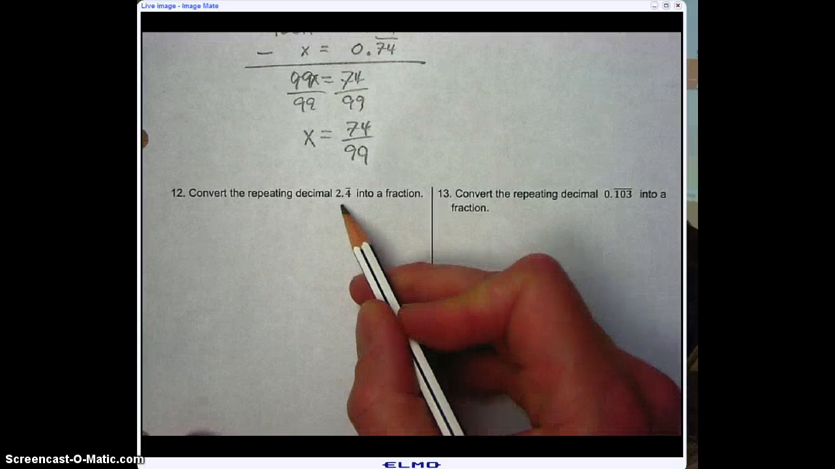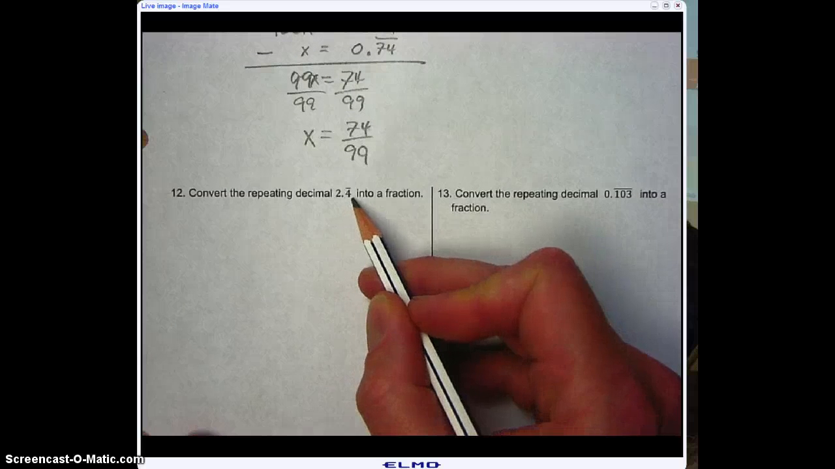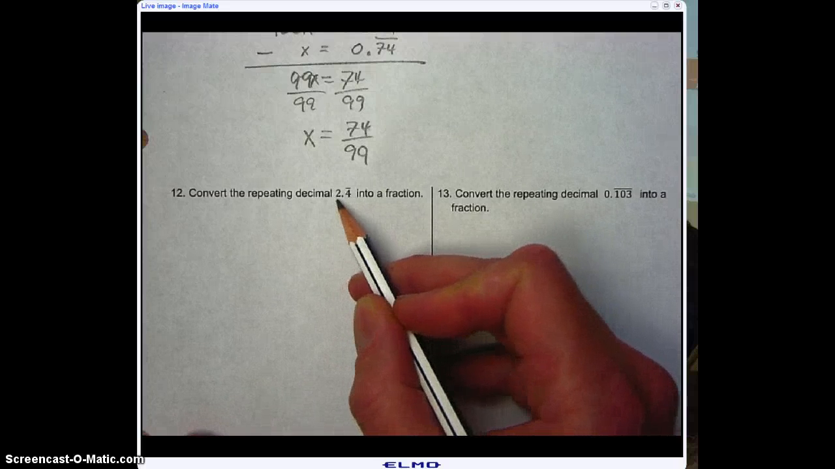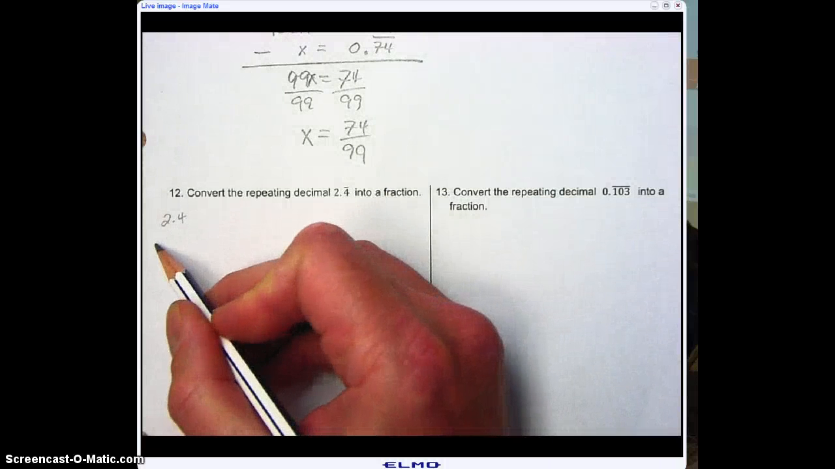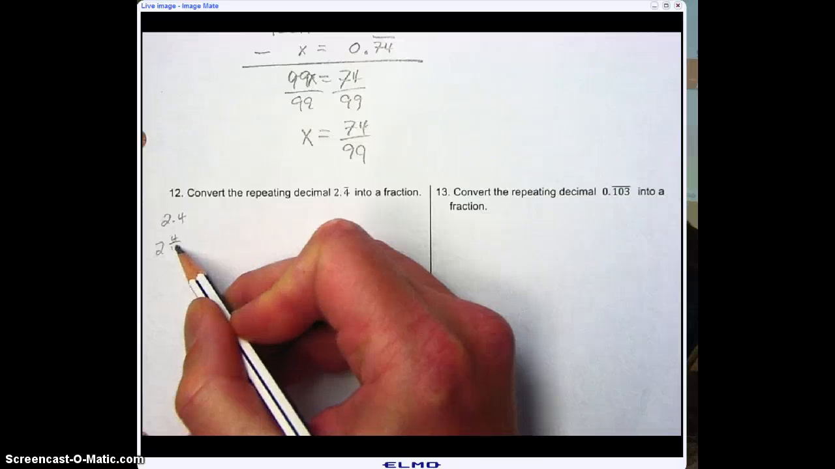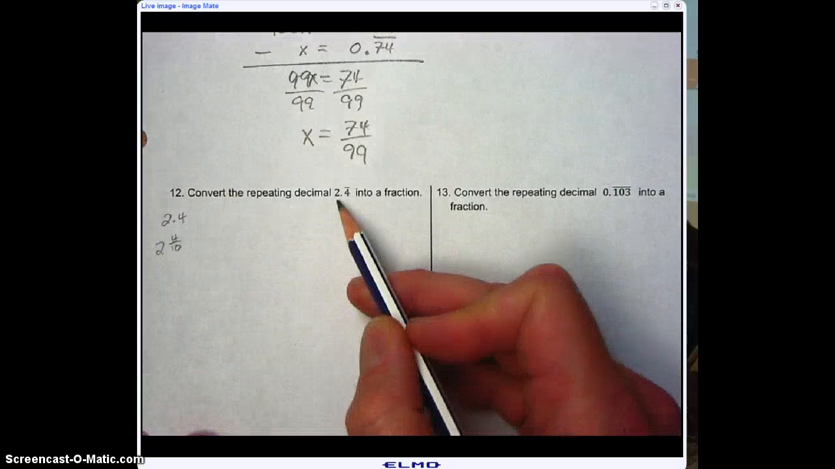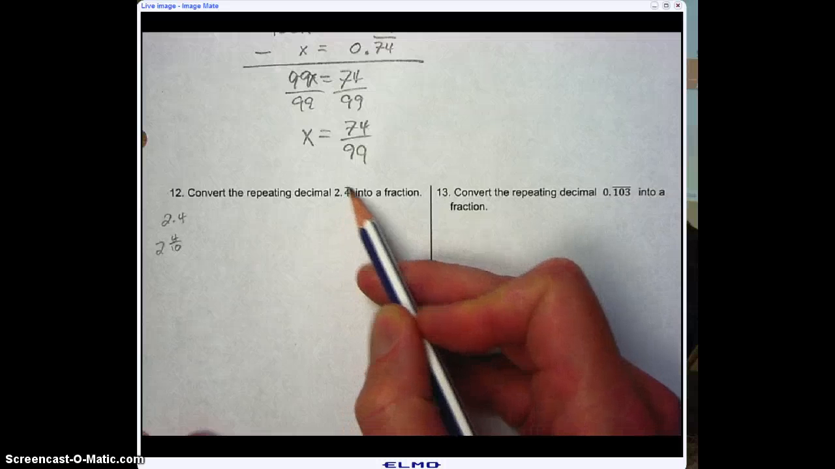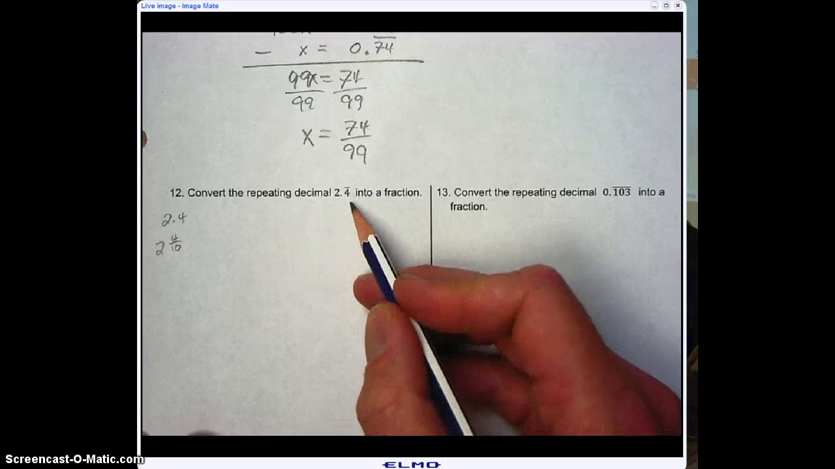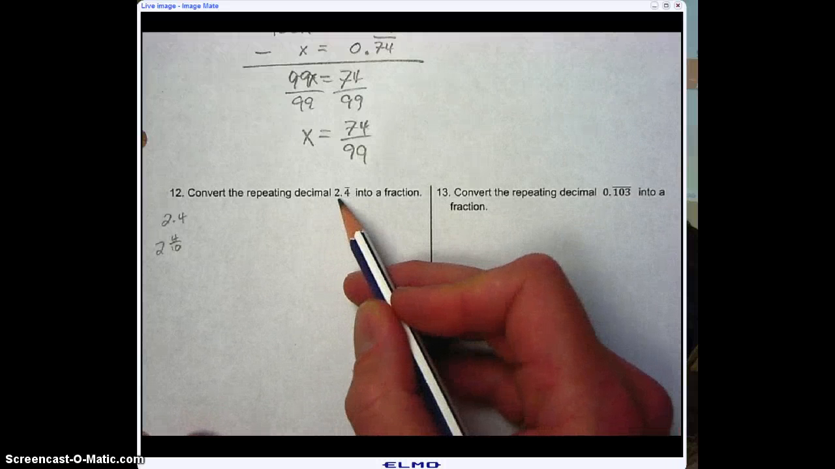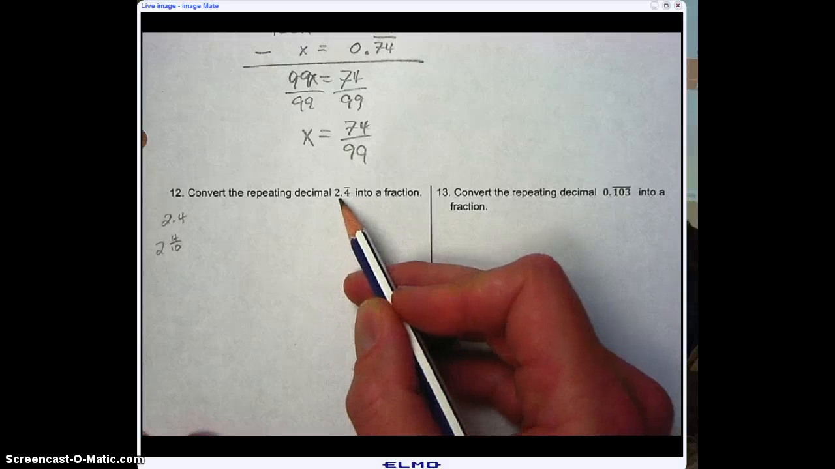Now, if you read this properly, this is 2 and 4/10 repeating. So you guys know that this is going to be a mixed number. If I just said 2.4, isn't that really 2 and 4/10? So we don't really need to worry about this 2. We can just put that at the end. It's going to be this repeating decimal with a 2 in front of it. So the trick to this is just worry about the decimal, not so much the whole number in front of it.